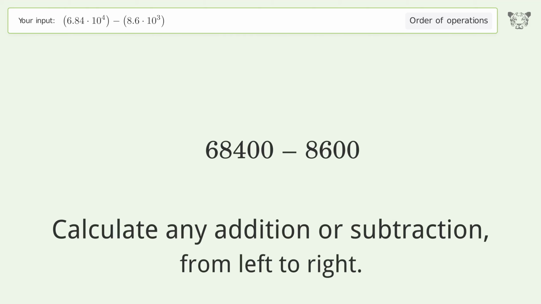Calculate any addition or subtraction, from left to right. 68,400 minus 8600 equals 59,800. And so the final result is 59,800.